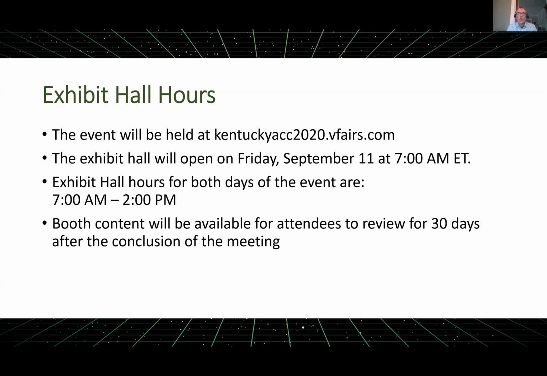The exhibit hall is open Friday, September 11th and Saturday, September 12th from 7 a.m. to 2 p.m. And after the 2 live days are completed, we'll have the vFairs conference area, including the exhibit hall, open to any attendees that want to attend 30 days after the conclusion of the meeting. And of course, all the exhibit booths will not be manned at that point, but any resources you have or videos that you've posted to your booths will still be accessible to the attendees.